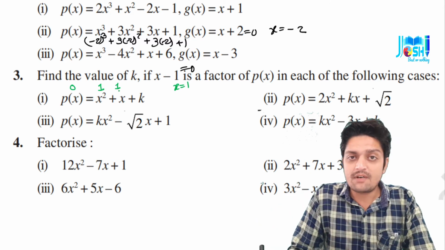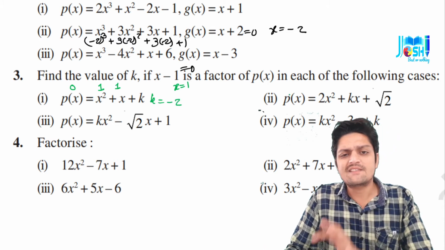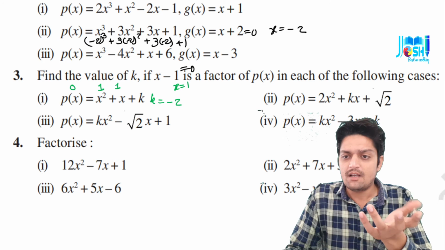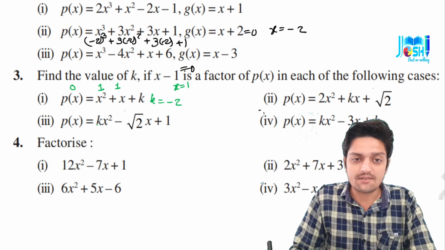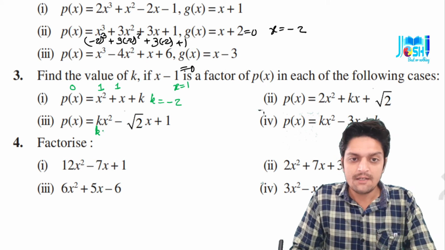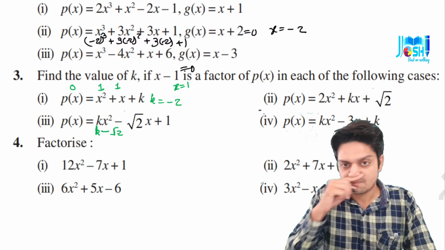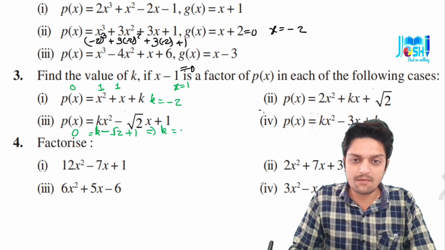So 1 plus 1, that is 2. Okay, 2 plus k is equal to 0, so the value of k is minus 2. So this thing you have to apply everywhere. Let me solve one more question, because this is a square root kind of question. So k x square, 1 square is 1 only, so I will write k only, because if you multiply 1 with k, that will remain k only. Minus 2 plus 1 is equal to 0, so the value of k is: minus root 2 becomes plus root 2, and 1 becomes minus 1, so root 2 minus 1.